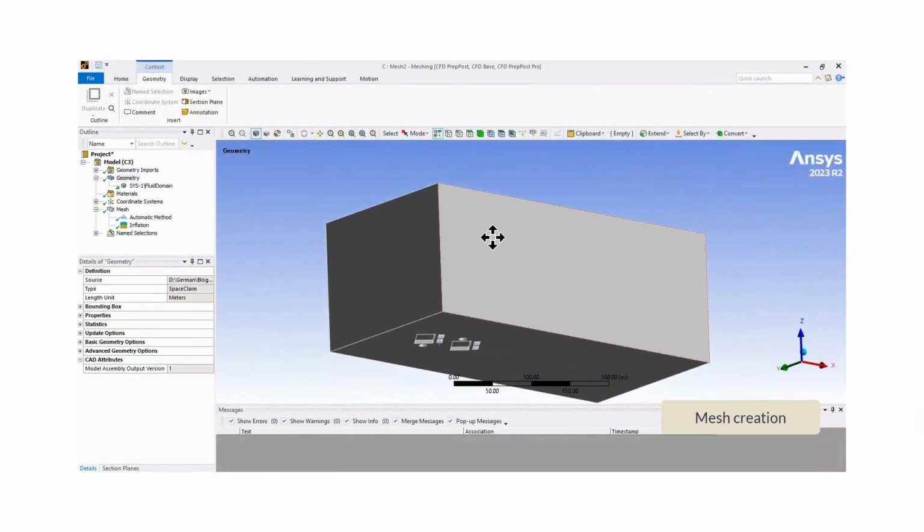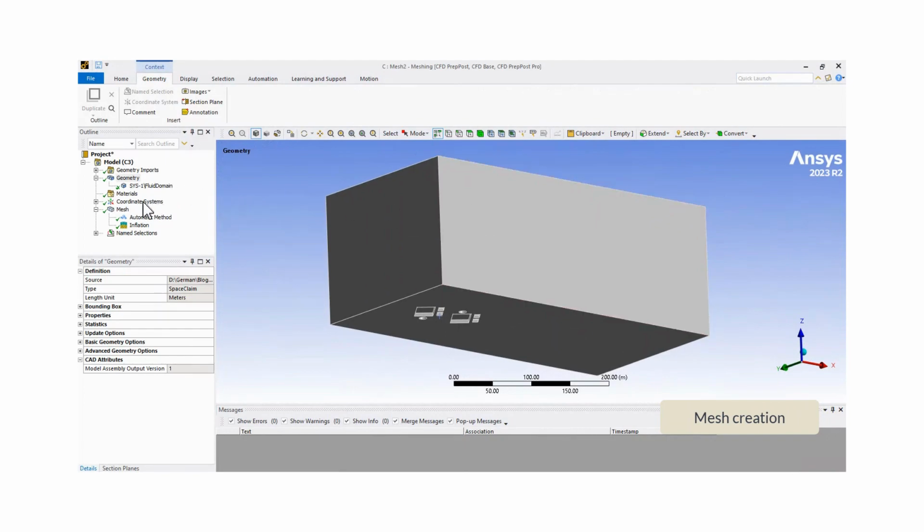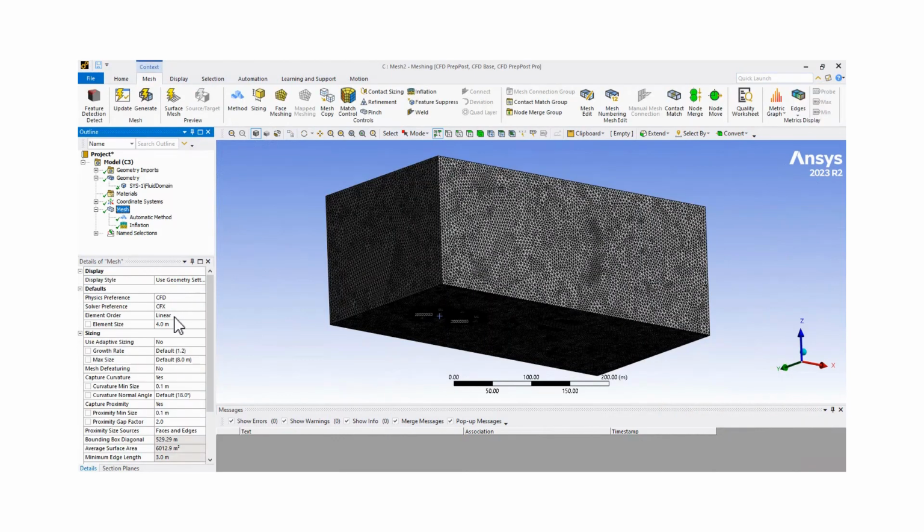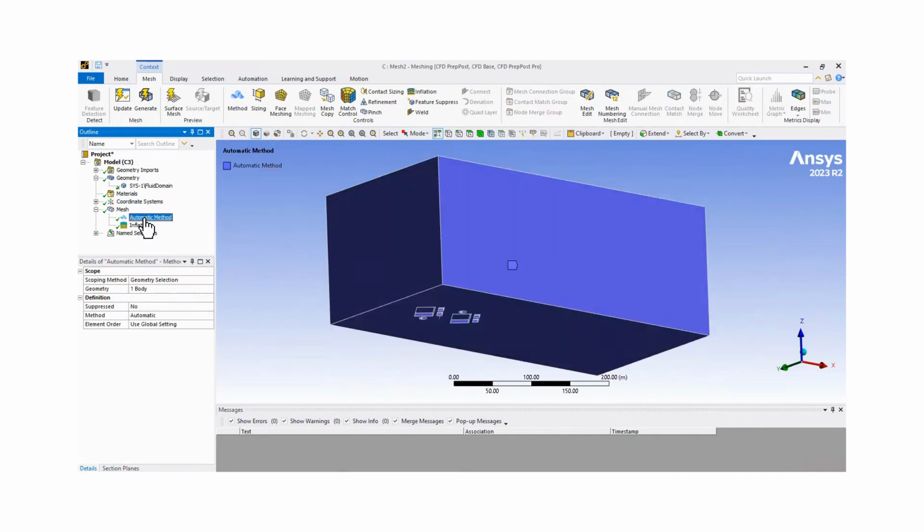In Ansys Meshing, we create a mesh for CFX using tetrahedral elements. The global controls include a setup for capturing the curvature and proximity of the components. The local controls consist of the method and the inflation.